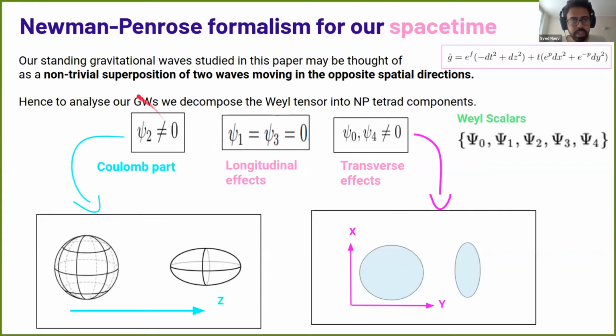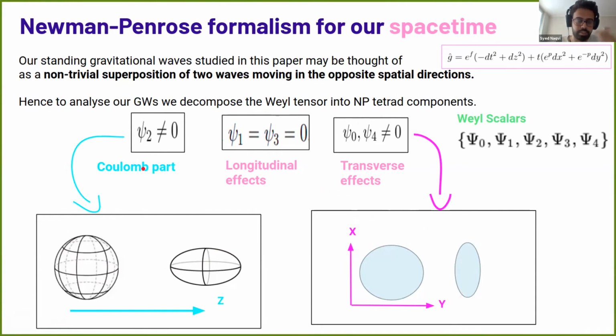In our spacetime, what we found is that, first of all, our gravitational wave can be studied as a non-trivial superposition of two waves moving in opposite spatial directions. So the Coulomb part is not zero, the longitudinal part is zero, and the transverse effect is obviously not zero. Here at the antinodes, if you have a ring of test masses, the sphere of test masses will get deformed into an ellipsoid. The ring of test masses will just get deformed into an ellipse.